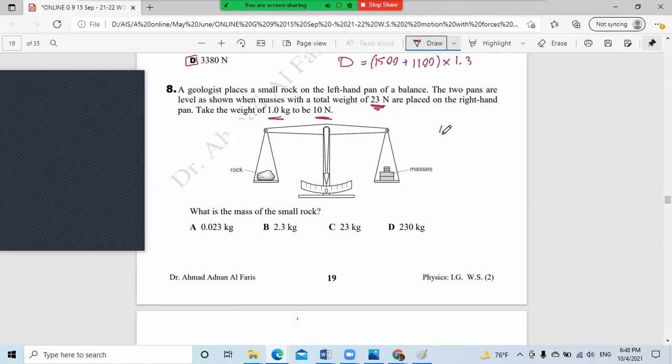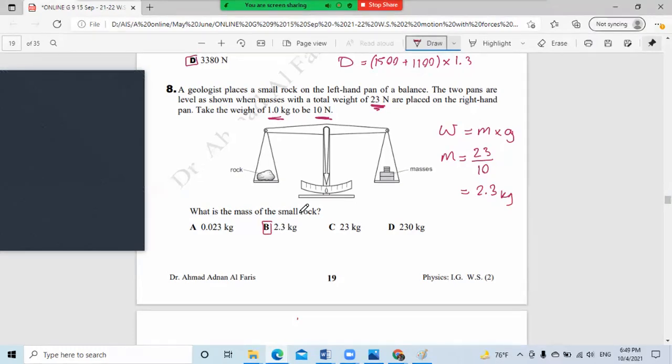Exactly, weight equals mass times gravitational acceleration. Since they are balanced, they have the same force, the same weight. So the mass equals the weight, which is 23, divided by the gravitational acceleration, which is 10. And the answer will be 2.3 kilograms. So the answer is B, 2.3 kilograms.